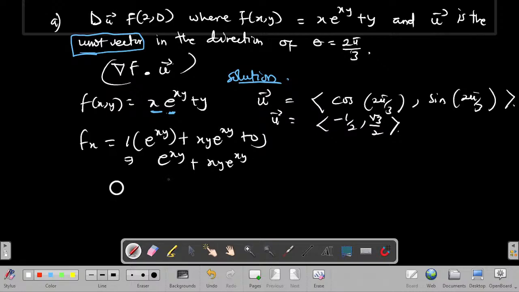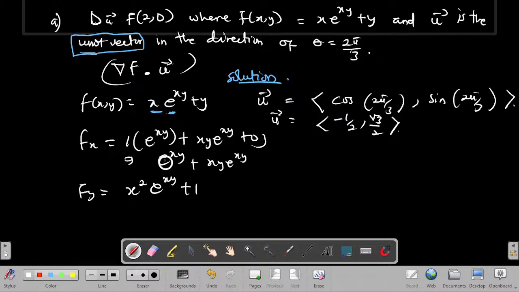Now you find your fy. How do you differentiate this with respect to y? With respect to y, x is a constant. So here now it is just an exponential function, only one exponential function. If you want to differentiate this with respect to y, since it's a product, you differentiate the xy here, and whatever you get will come and multiply the whole function. So you end up getting x squared e to the power xy. Then here when you differentiate y, you get 1 nicely.